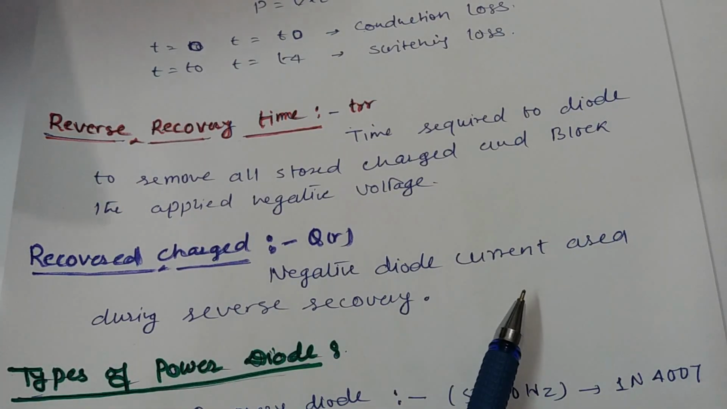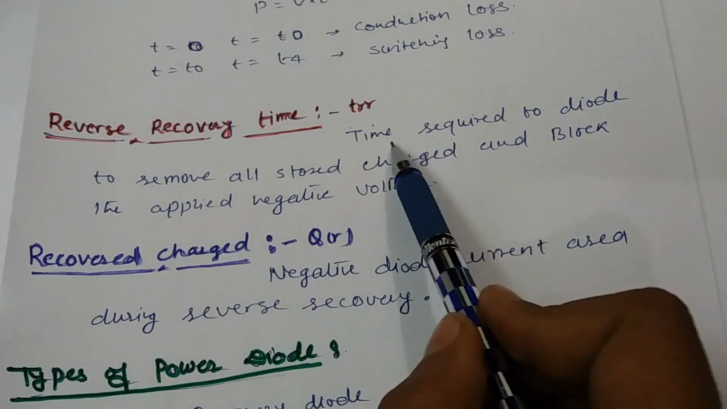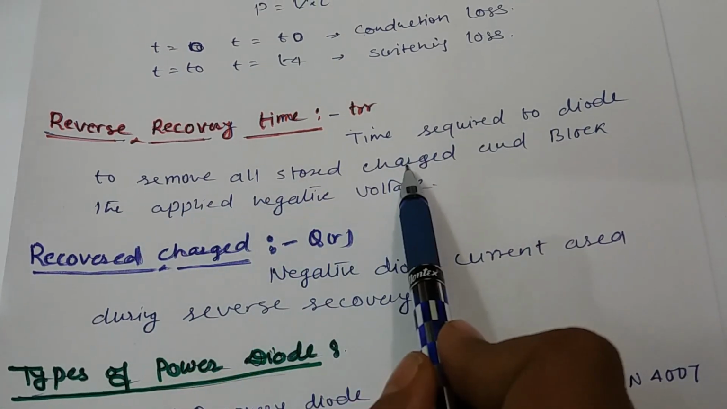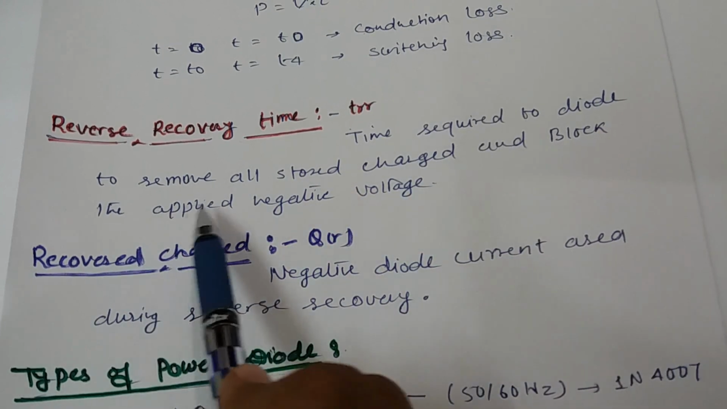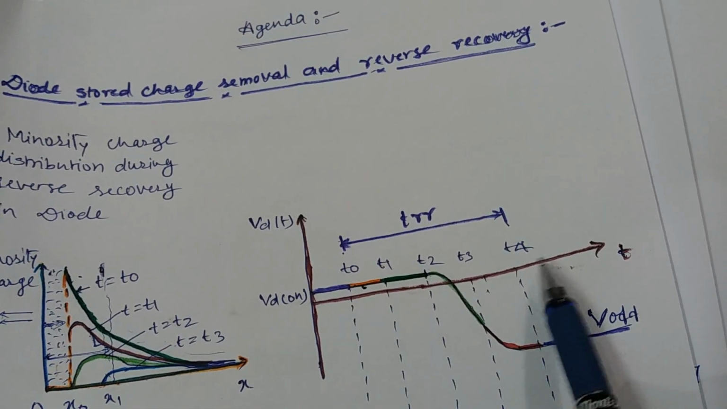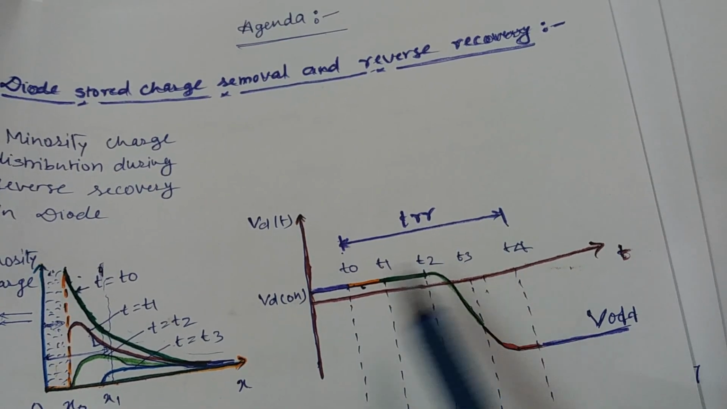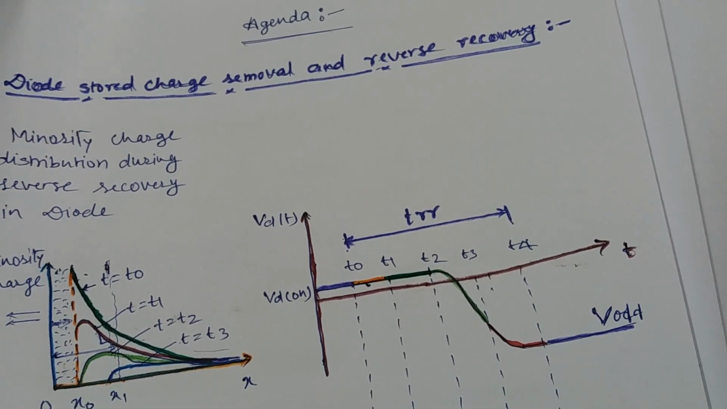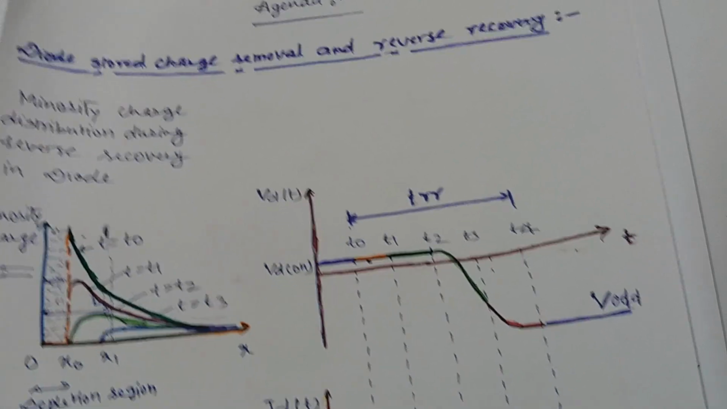Now what is the reverse recovery time? It is the time required for the diode to remove all stored charge and block the applied negative voltage. This one is TRR, from t equals 0 to t equals t4. That much time is required for the diode to remove all its stored charges. That time is called the reverse recovery time.